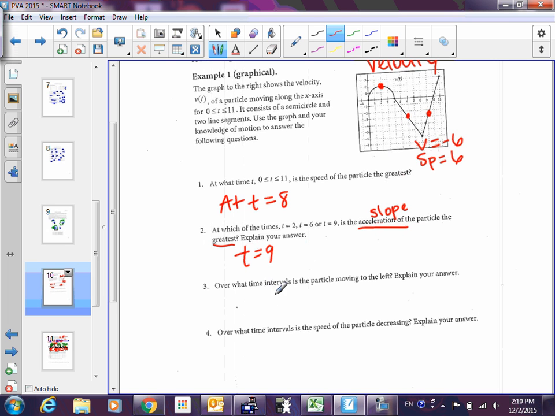Okay, what about 3? Over what time interval is the particle moving to the left? What are you looking for on the graph? Where v is negative. That's going to even be our justification, because v of t is less than 0. So what is that interval? 4 to 10.